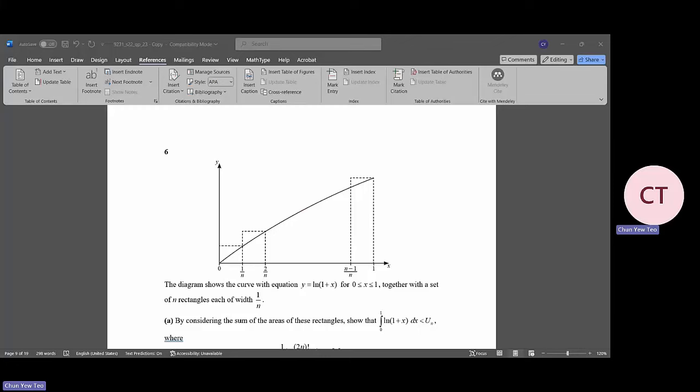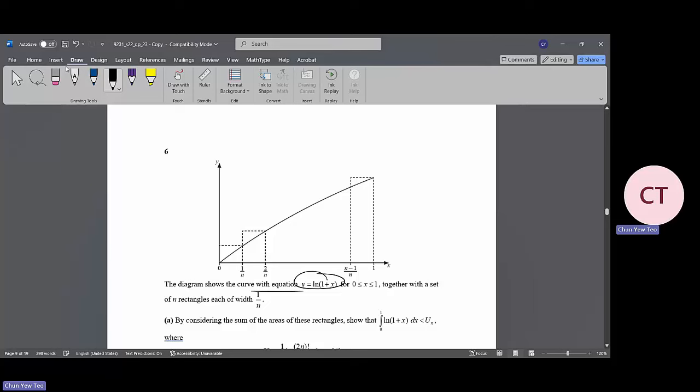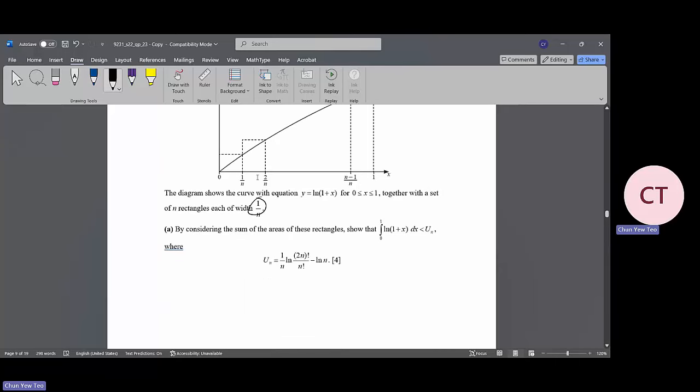Question number 6. We have a diagram showing a curve with the equation y equals ln(1 + x), where x is from 0 to 1. We have n rectangles, each with a width of 1 over n. By considering the sum of the areas of these rectangles, show that the integral of ln(1 + x), that means the area under the curve from 0 to 1, is less than U_n, where U_n looks like this.